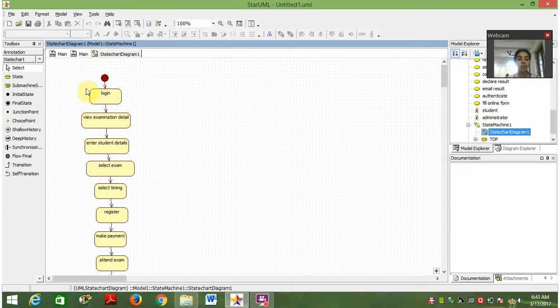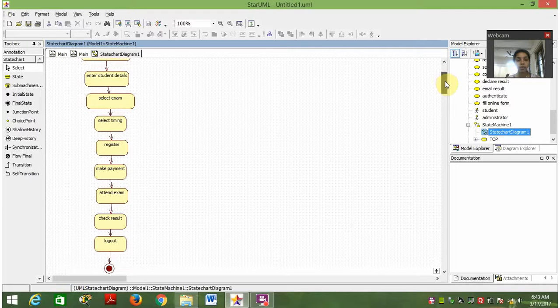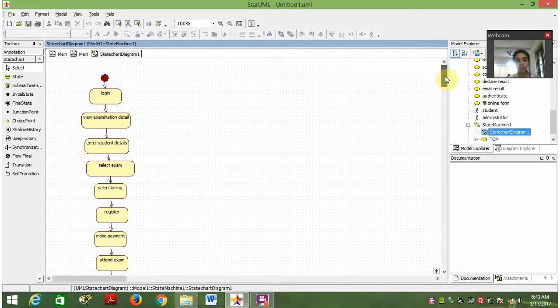So at first we are going to log into the examination server, and then the next transition is we are going to view the examination details, then enter the student details, then we are going to select the exam timing, and we are going to register, make payment, attend exam, check result, and log out. So this all is of the same class, and this explains the transition within that same class.